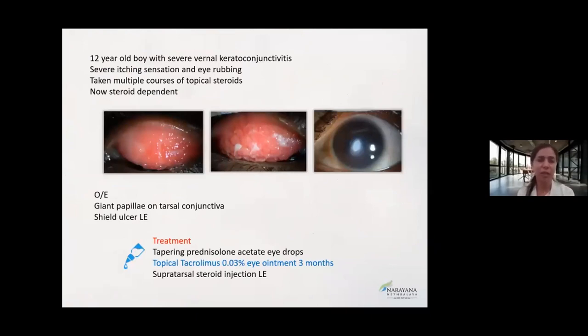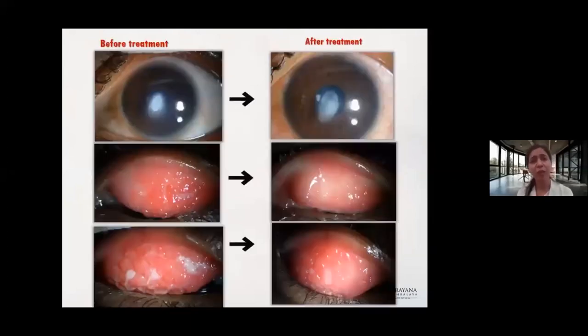So to bring it a little closer to home, I just thought I'd bring these clinical cases. This was a 12-year-old boy with severe VKC, and you can see the giant papillae and the shield ulcer in the eye. This patient, of course, required topical steroids, also a supratarsal steroid injection, but what actually broke that cycle of needing the repeated steroids was the tacrolimus in this child. And over time, this is how they regress and improve.